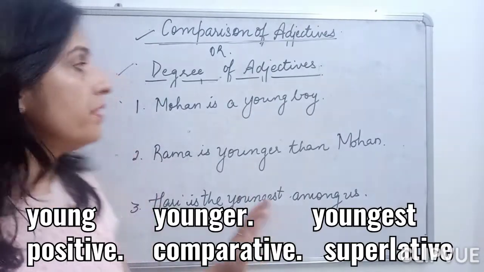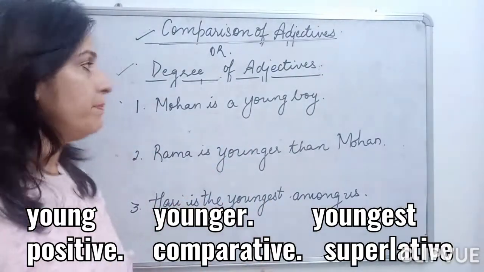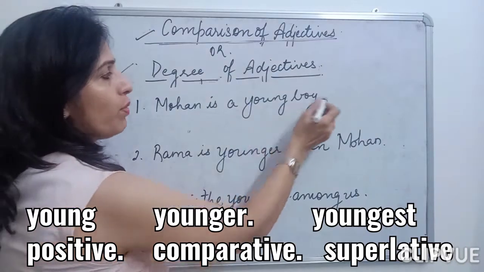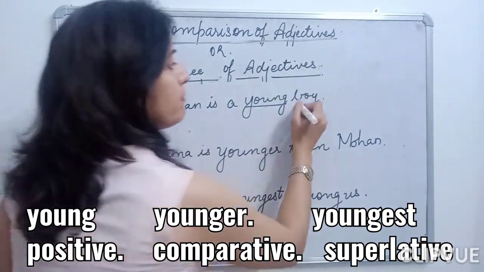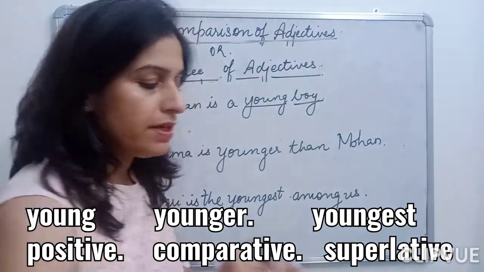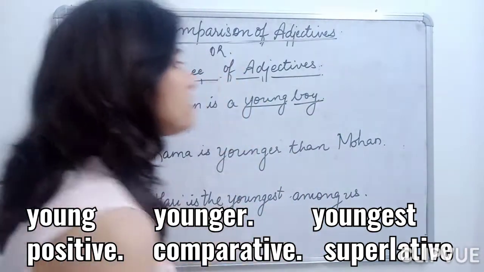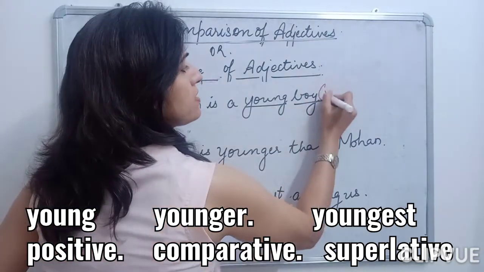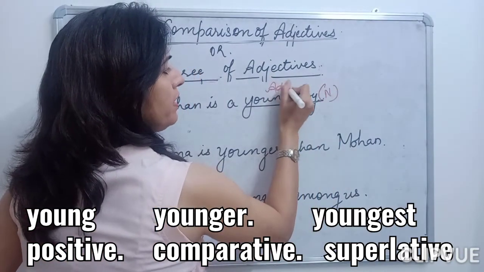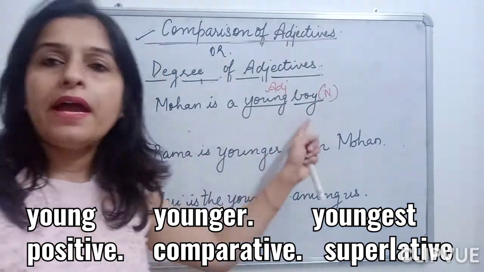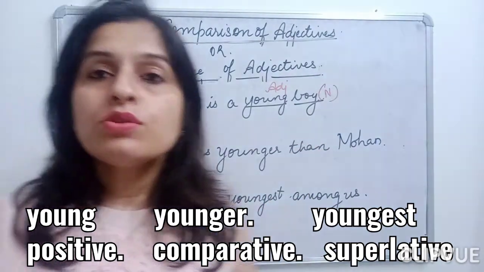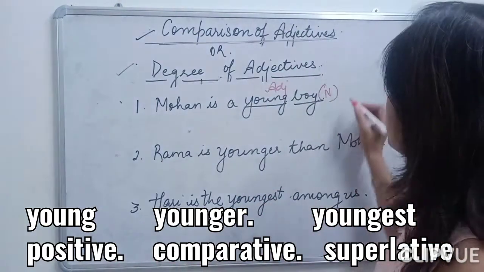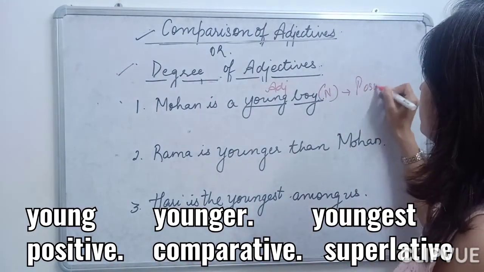Now look here, children. I have again taken 3 examples here. Mohan is a young boy. Okay, here young is my adjective and boy is my noun. Here I have not compared anything. मैंने किसी चीज को यहाँ compare नहीं किया है. So which sentence is this, children? This is my positive sentence.